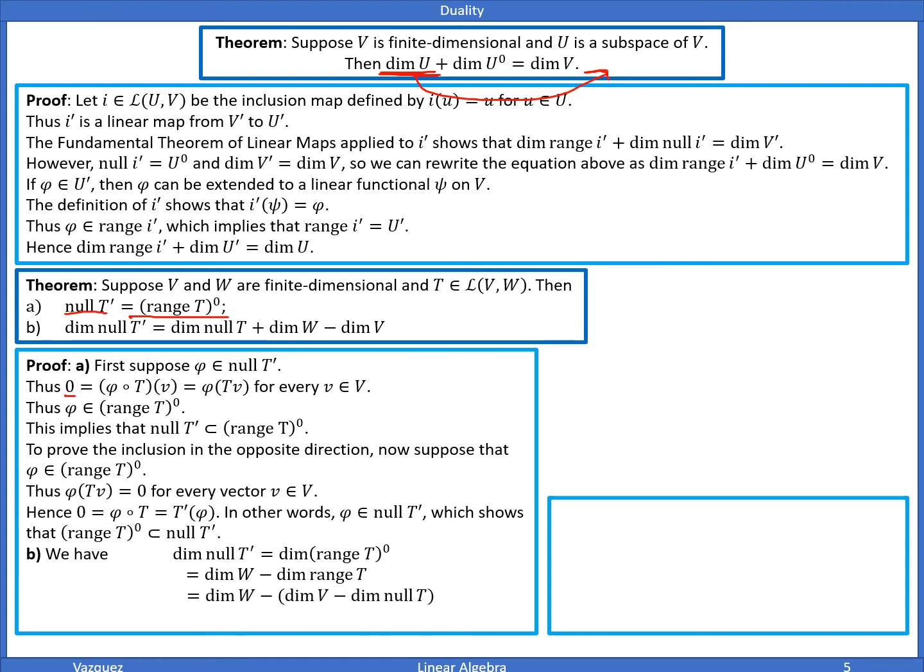And then from the fundamental theorem of linear maps, we get that the dimension of the range of T, so this here, remember, is just equal to the dimension of V minus the dimension of the null space. Again, by doing some little algebra on the fundamental theorem of linear maps and applying that theorem, which is now just equal to the dimension of null T plus dimension of W minus dimension of V, is now equal to the dimension of the null space of T prime. So that's what our theorem was saying.